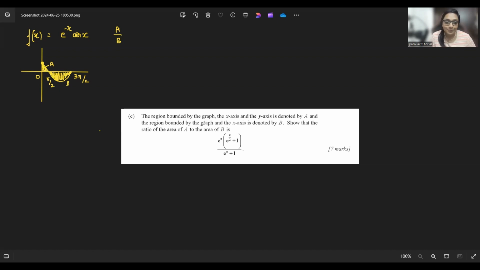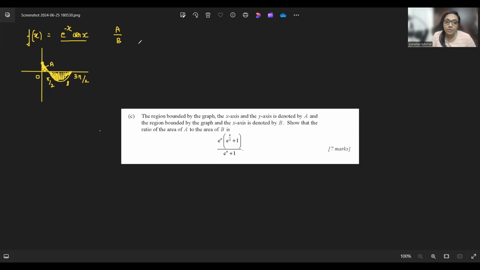That would help you. So basically, we are finding these two areas and their ratios. Remember, we have to find the areas individually. That is, we have to find the area A first, area B later, and then divide both. The function for both is same, which is e to the power minus x cos x.